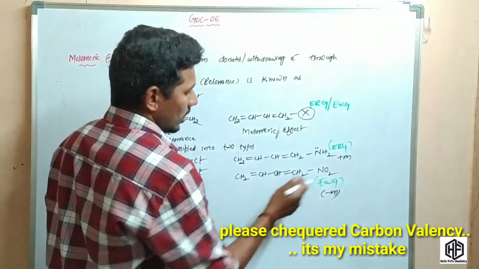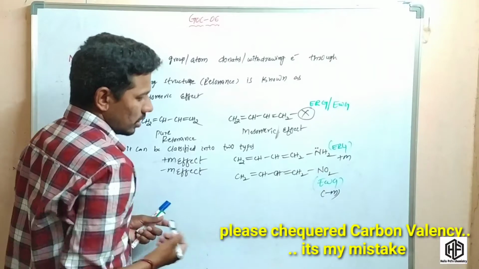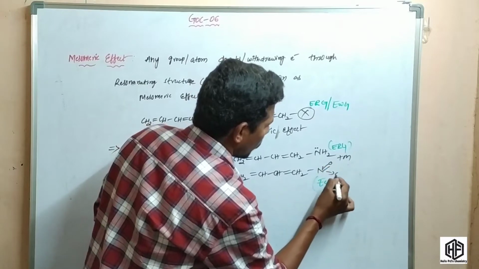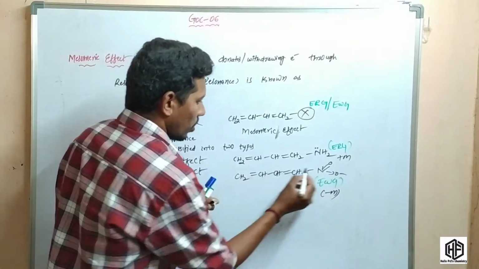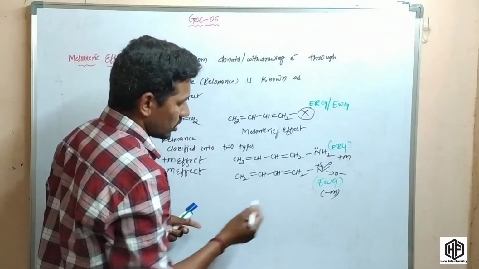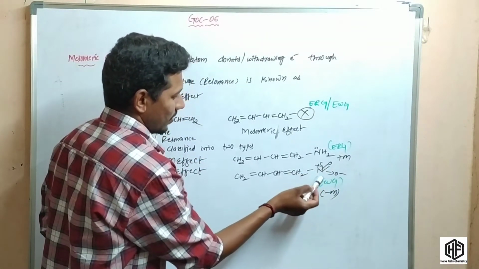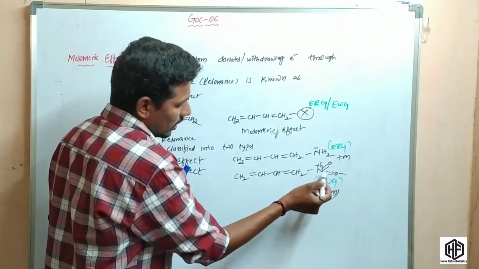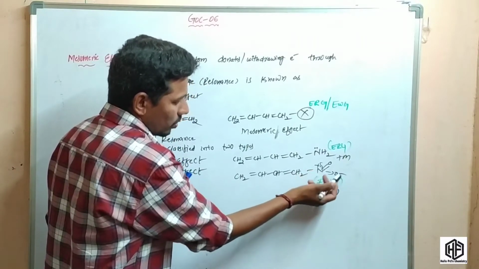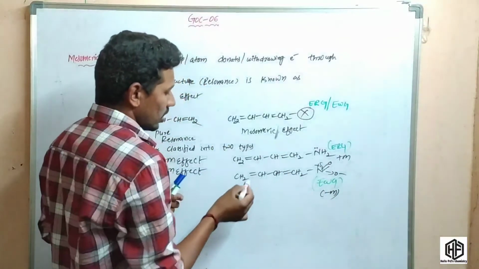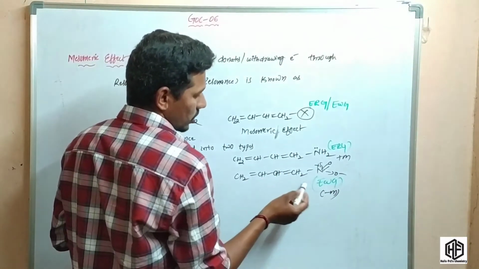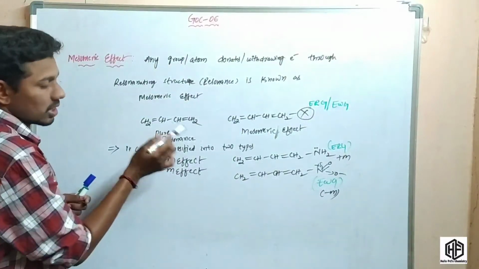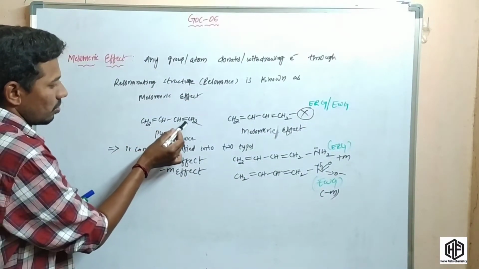Here in NO2, N double bond O, single bond O minus, the nitrogen has a partially positive charge. It is a less electron density atom, and it acts as an electron withdrawing group. CH2=CH-CH=CH2 with this electron withdrawing group is connected with resonance. This is pure resonance, meaning CH2=CH-CH=CH2.